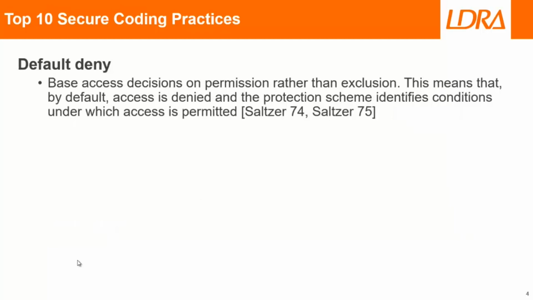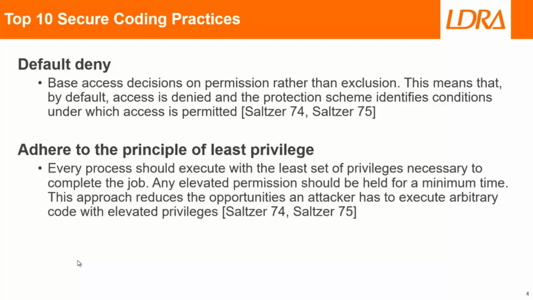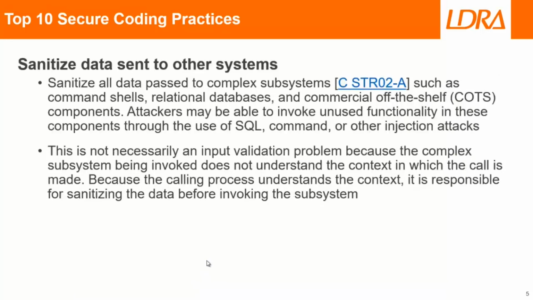Two more coding practices: default deny, and also adhere to the principle of least privilege. Of course, this makes sense. Then also we should sanitize data sent to other systems. So it's important, if we've created some data, that we check the integrity of it before we pass it to some other subsystem.